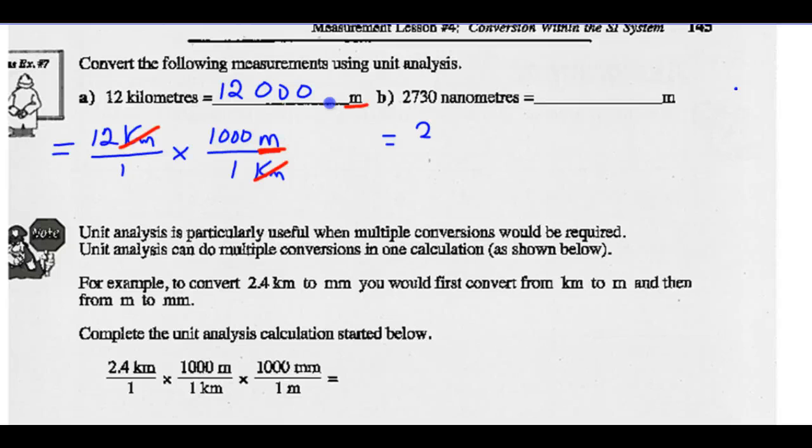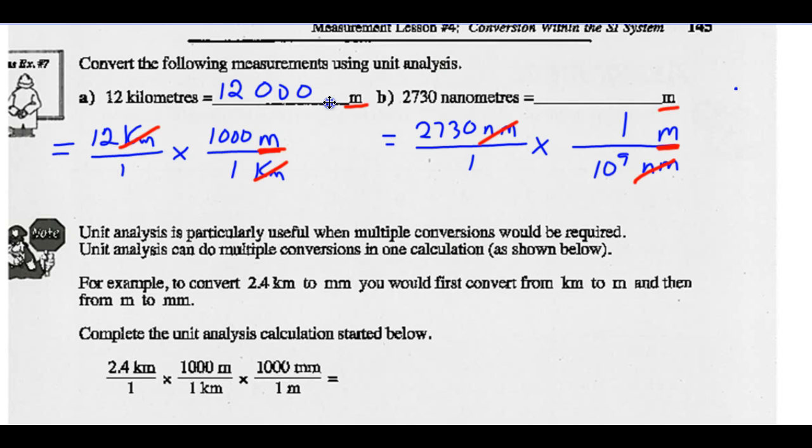We start with 2,730 nanometers over 1. I'm going to convert that into meters, so I want to get rid of my nanometers. So if you go back and look at your conversion, we know that 1 meter is the same as 10 to the 9th nanometers. Again, if we're doing this properly, our nanometers now should cancel out. We're left with the unit of meters.